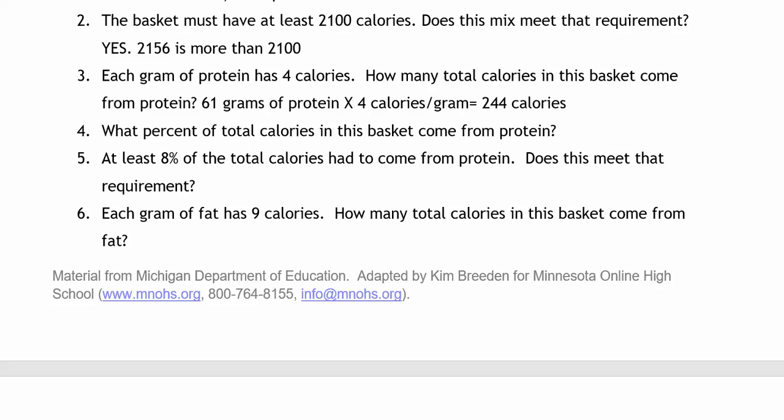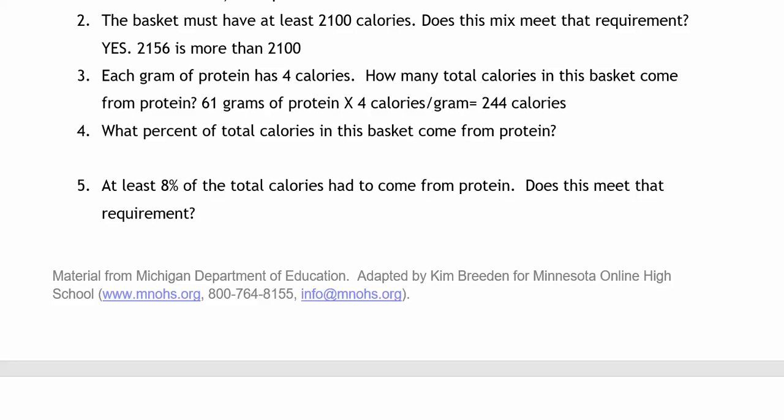Scrolling down to number 4, what percent of total calories in this basket comes from protein? In order to find a percent of the total, I'm going to take the calories from protein, divide it by the total calories. And remember, that's going to give me a decimal. As a percent, I'd have to move 2 places to the right, or I can times it by 100. So this means 244 calories, shown in number 3, divided by 2,156 from number 2.